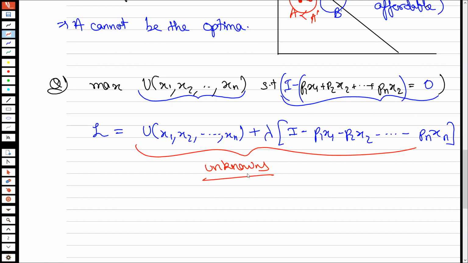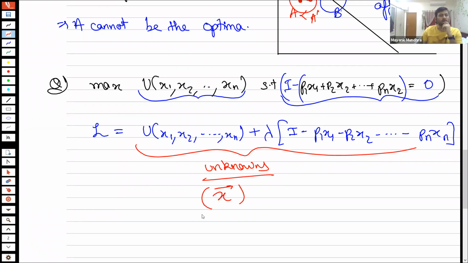x1, x2 up to xn. Okay, all the x vectors are unknown. Are there any more unknowns? Let me ask this question to Anuradha. Anuradha, is there anything else which is unknown here? Unknown is something we don't know the value of. So price. Okay, a very good thing. So price is actually an unknown right now because I don't know the number for it, but we don't call it an unknown because price is going to be given to you.